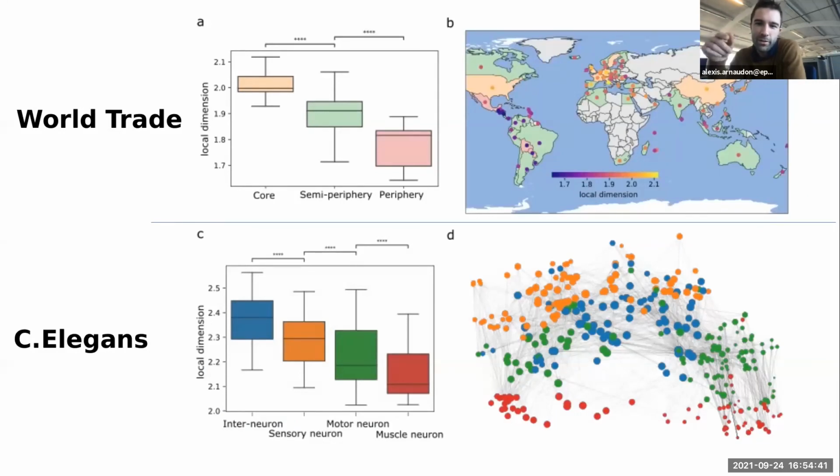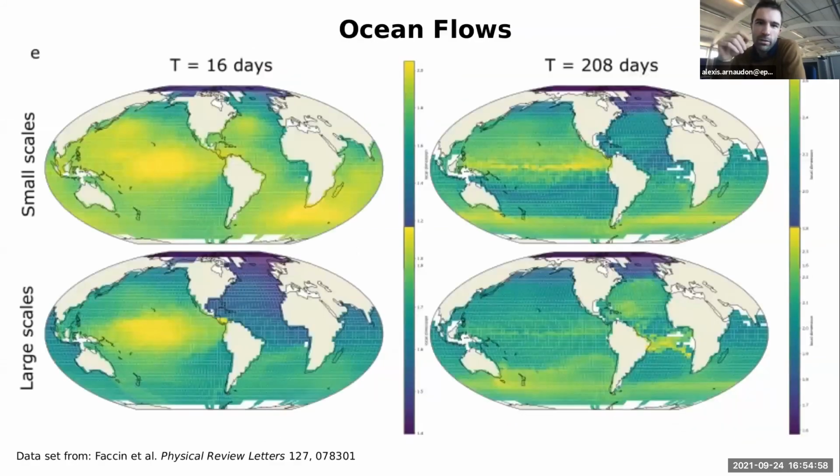So this is now undirected C. elegans, and we added the muscle neurons, and we see that the different types of neurons have different ranges of local dimensions basically. So the more central are the interneurons, and then we have the sensory and then motor and muscles lower. So yes, this correlates with known ground truth, I would say.